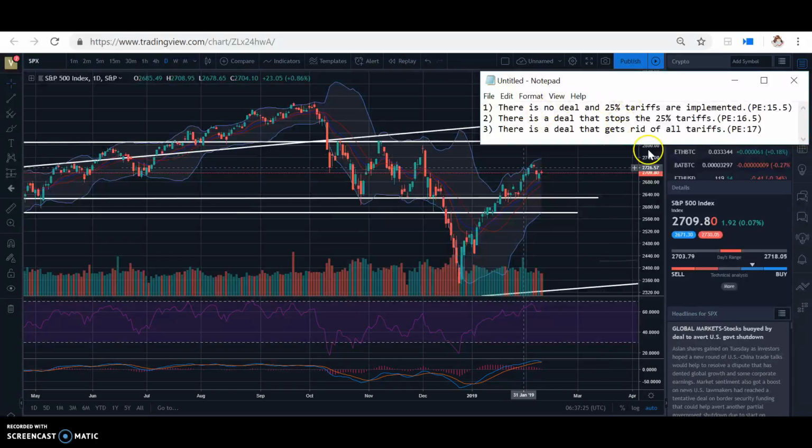So I wrote down scenarios over here on what could happen, right? I'm going to go over scenario number one, and then I'm going to tell you how I get the PE ratio that I have written here. So scenario number one is that there's no deal at all, right? And the tariffs jump to 25% on March 1st. What I think in that scenario, I think it'll be really bad, to be honest. So I want to go over the earnings, right? I have a 15.5 PE ratio I think the market will trade down to, and I'm going to tell you how exactly I calculate that. So let's just go to the earnings.